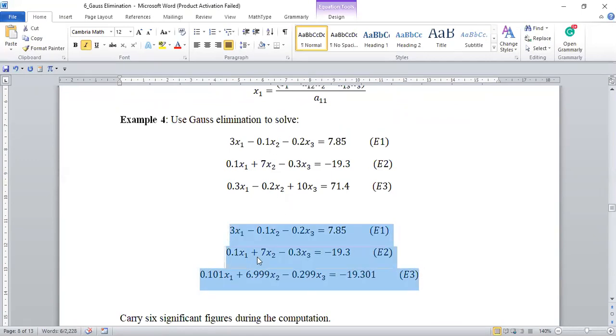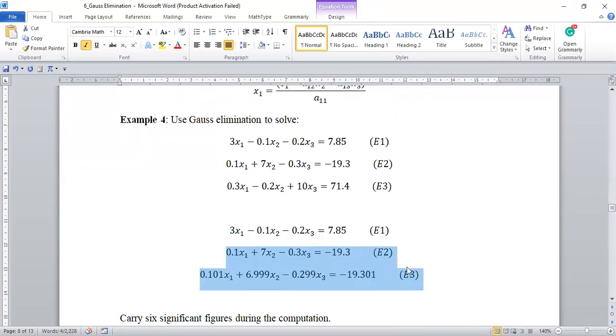These sets of equations are singular. The reason why they are singular is because equation 2 and equation 3 are identical. The difference between this and this is just 0.01. The difference between this and this is 0.001. The difference between this and this is 0.001. The difference between this and this is 0.001. So these two equations are identical.